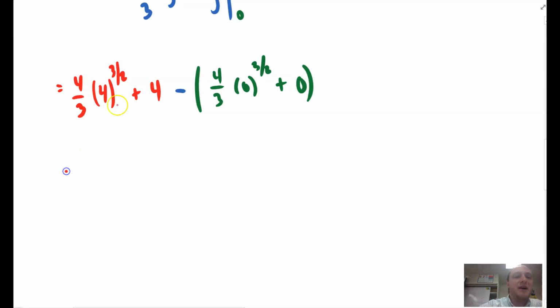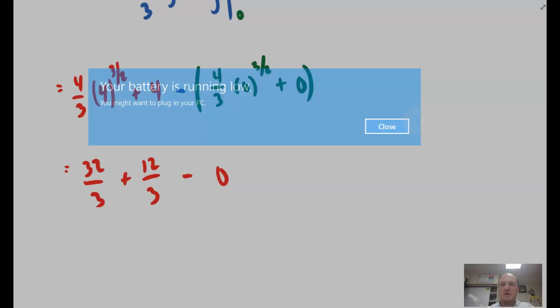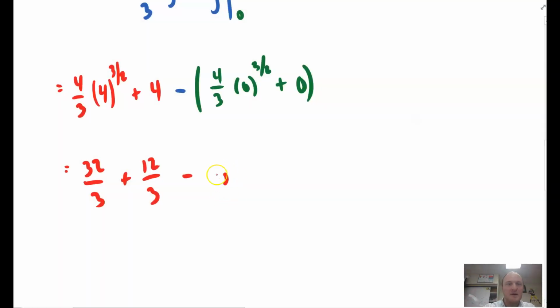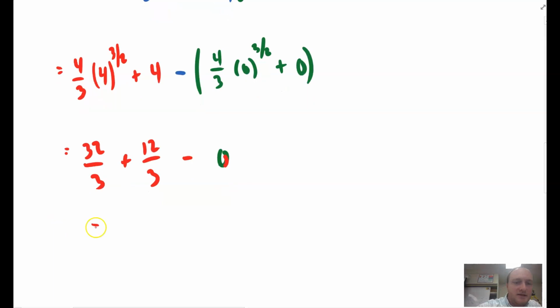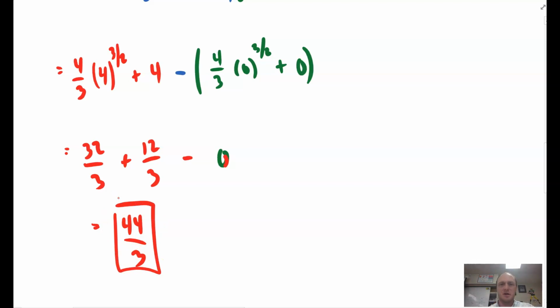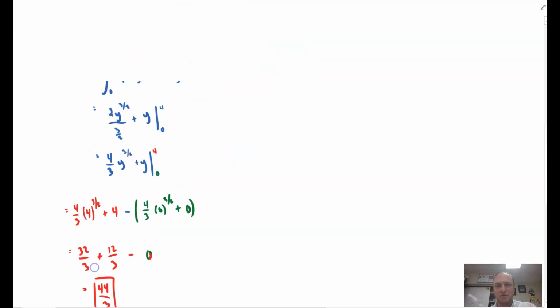We'll simplify here. The square root of 4 is 2. 2 cubed is 8. 8 times 4 gives us 32 over 3, plus 12 over 3, minus, here, this is just a big fat 0. Okay, big fat 0, and we get 44 over 3. There it is. Let's look at another example.